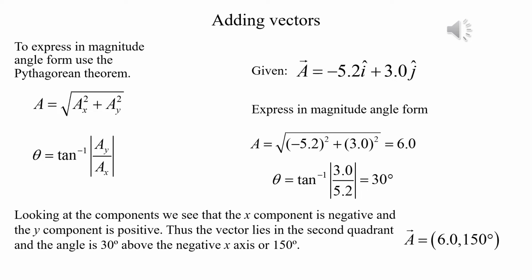So now in the bottom right of the slide, we have the vector written in magnitude angle form. We have it written like an ordered pair, where the first number is the magnitude, and the second one is the angle of the vector counterclockwise from the positive x-axis. So my vector A has a magnitude of 6 and it's at an angle of 150 degrees.